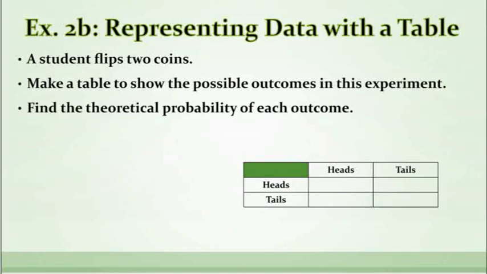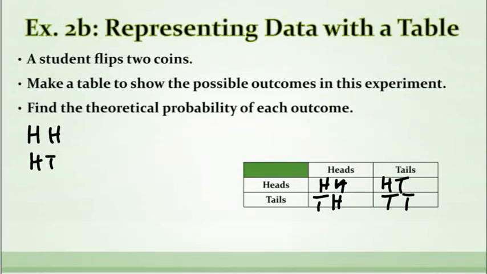Next, a student flips 2 coins. Make a table to show all the possible outcomes. So here you're doing the same thing: you get heads, heads, or heads, tails, or you got tails first, then heads, or you got tails, then tails. There are 4 possibilities: heads, heads; heads, tails; tails, heads; and tails, tails.